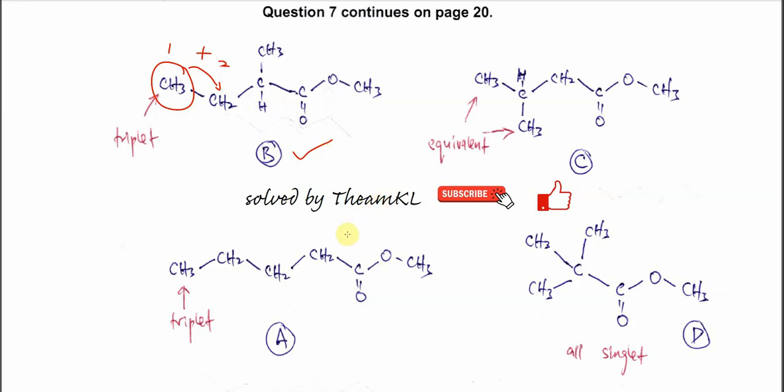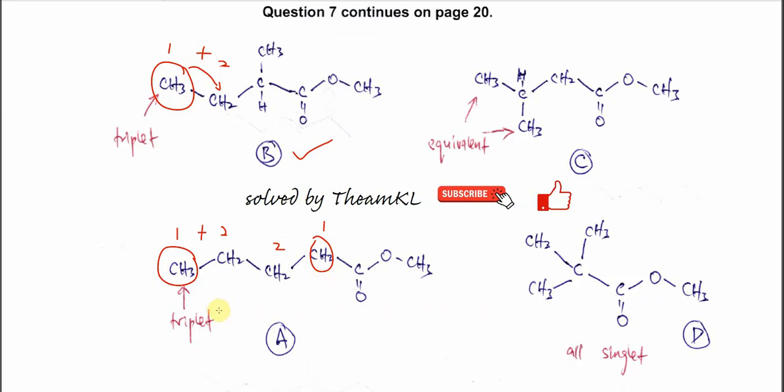How about A? A also can, because A here is CH3, which will couple with this CH2. So it's 1 plus 2, and it will form a triplet. This one will form a multiplet, because it will couple with these 2 hydrogens and these 3 hydrogens. However, compound A can still produce a triplet. The rest cannot. This one forms a singlet. Sorry, this one can. This one is 1 plus 2.